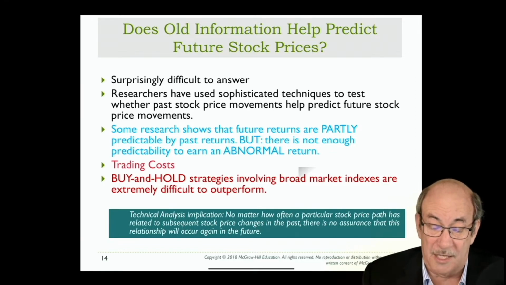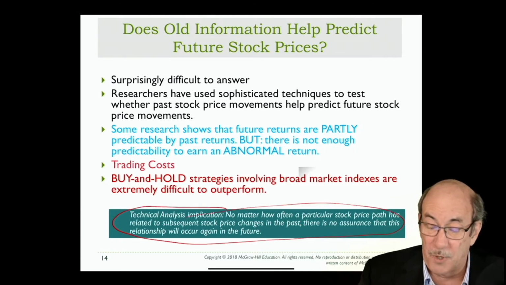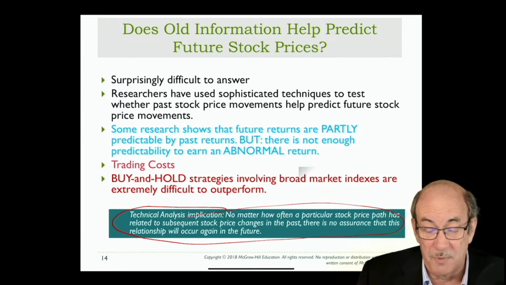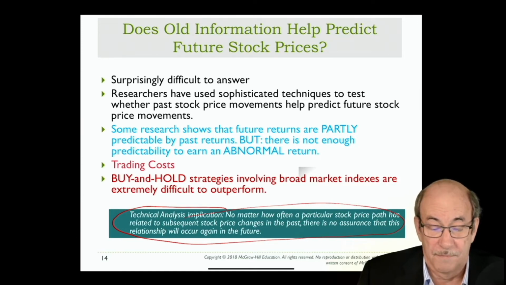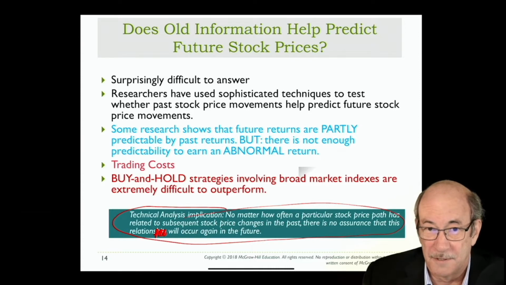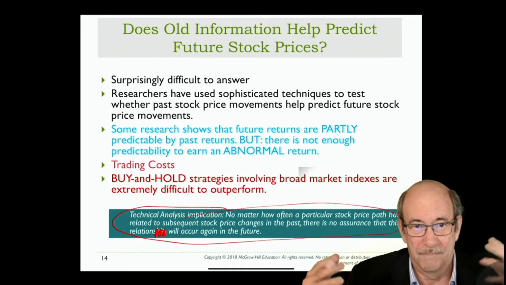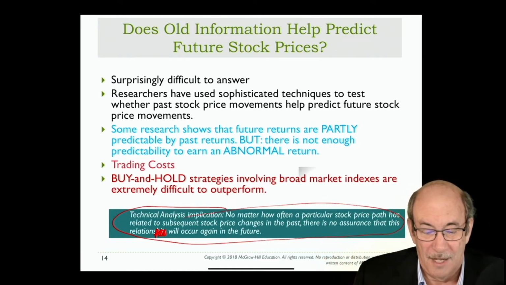This idea here about technical analysis: no matter how often a particular stock price path has related to subsequent stock prices, there is no assurance that this relation will occur again in the future. Remember, I didn't fix the author's slide. It's not a relationship unless it's between people. It's a relation if it's just some sort of mathematical thing. There is no assurance that this relation will occur again in the future.